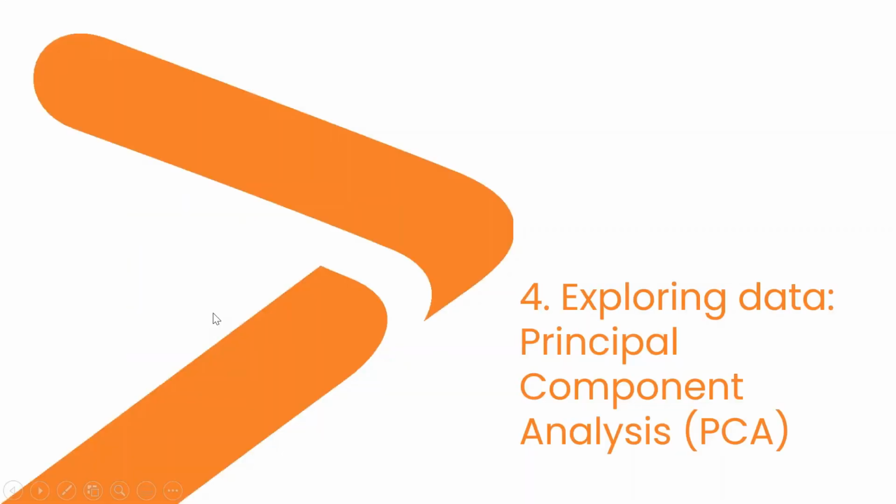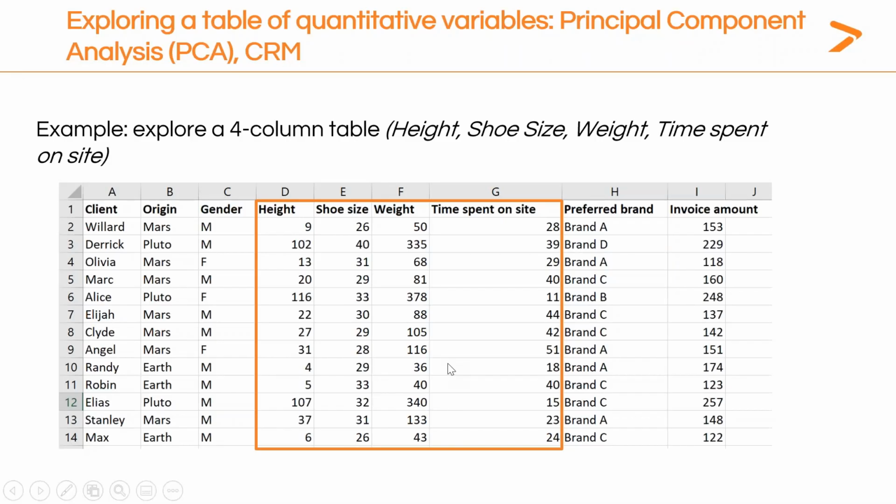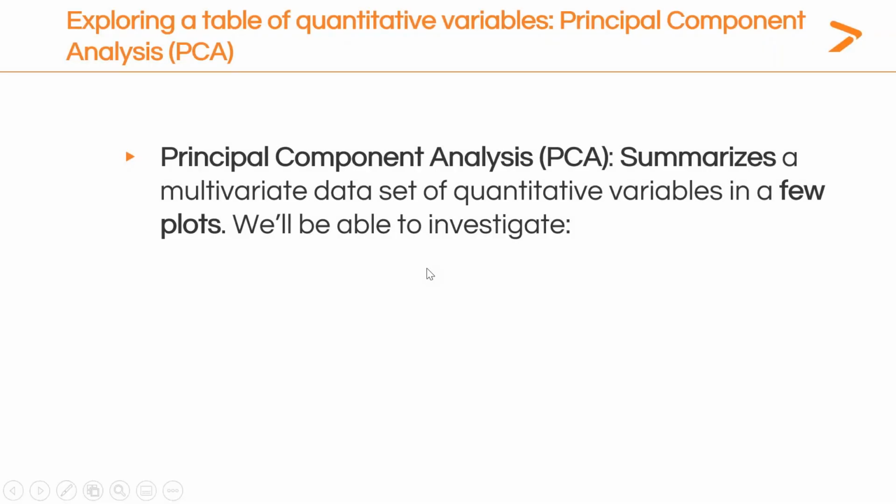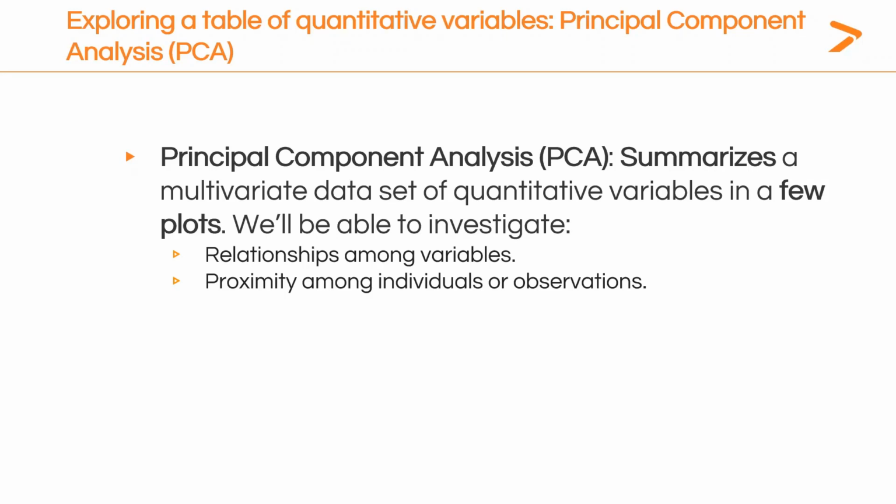So I will focus now on principal component analysis within the exploring data framework. Imagine I want to study or to explore a 4-column data set made out of height, weight, and time spent on site. So I have 4 columns. I can use principal component analysis to do so. Principal component analysis summarizes a multivariate data set of quantitative variables in a few plots, and will be able to investigate the relationships among variables, proximity among individuals or observations, and how individuals or observations relate to variables.